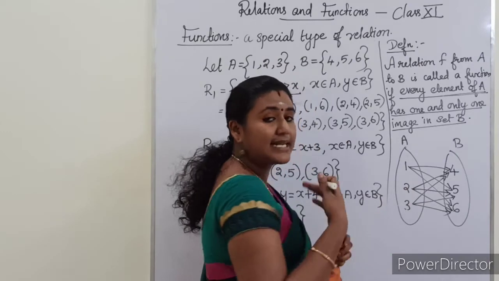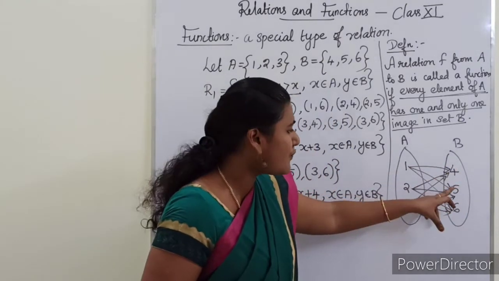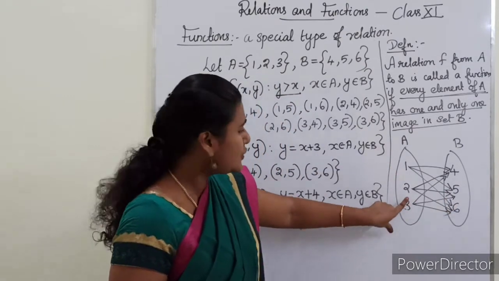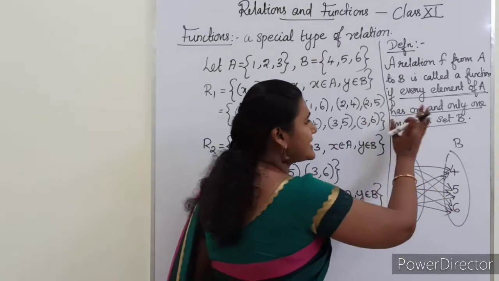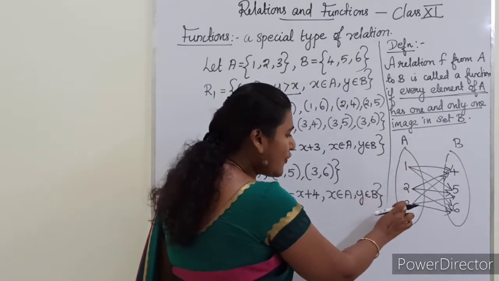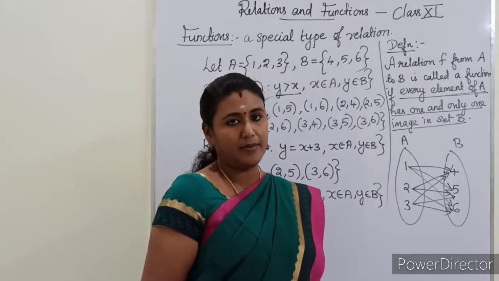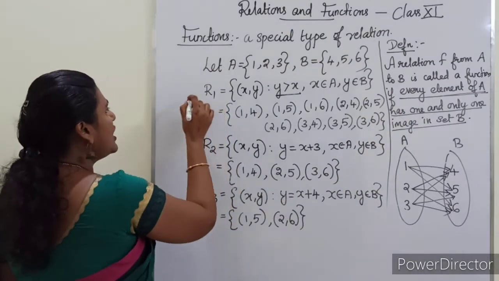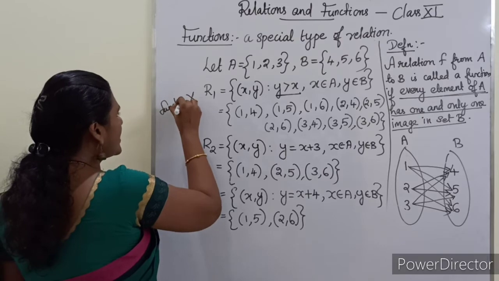Now similarly consider the second element 2. 2 also has 3 images here, 4, 5, 6. And for the third element of A, that is 3, 3 also has images 4, 5, 6. So does this relation satisfy this condition? No, because the elements of A have more than one image. So this condition is not satisfied by this relation. So we cannot call this relation a function.